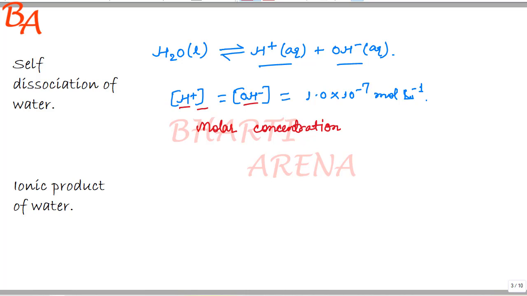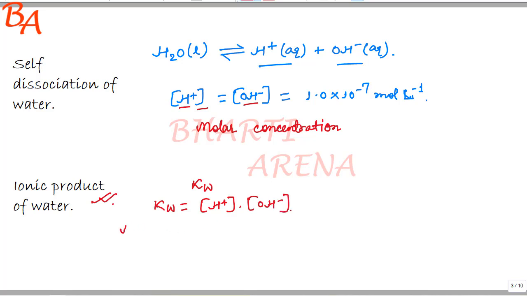In pure water, as well as in all aqueous solutions at a given temperature, product of concentration of hydrogen ion and hydroxyl ion always remain constant. This product is called ionic product of water and is represented by Kw. Thus, Kw equals concentration of hydrogen ion into concentration of hydroxyl ion.